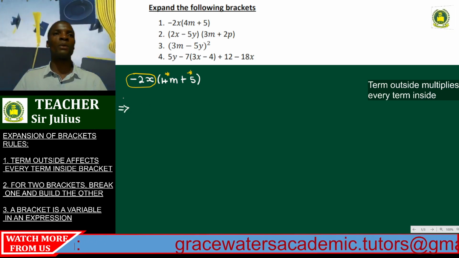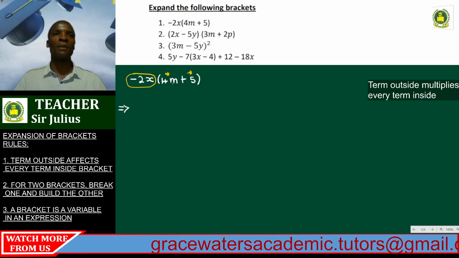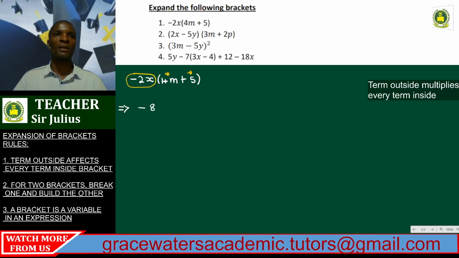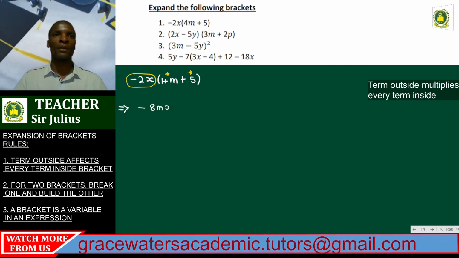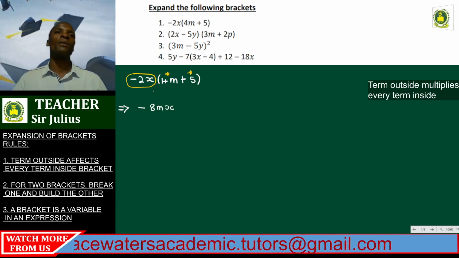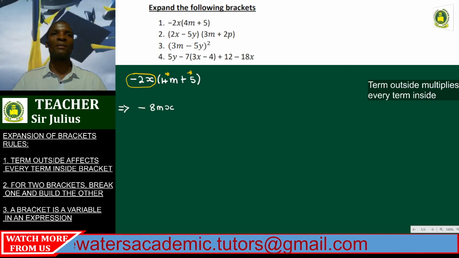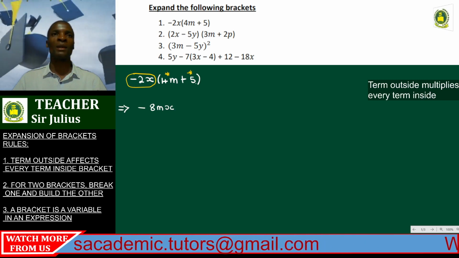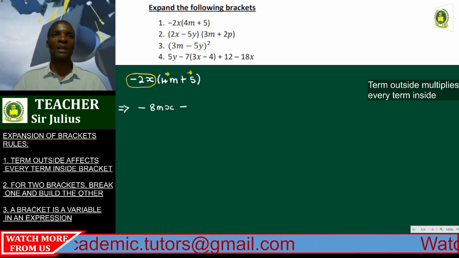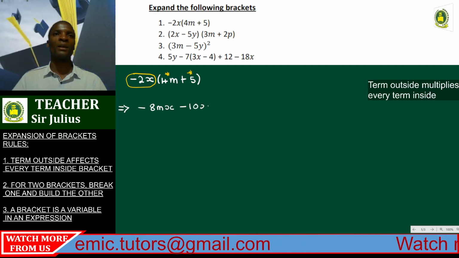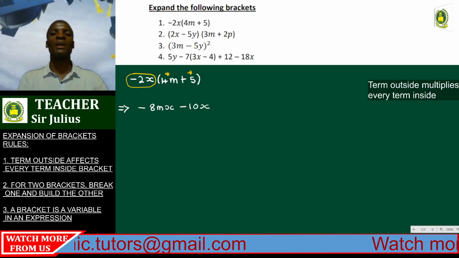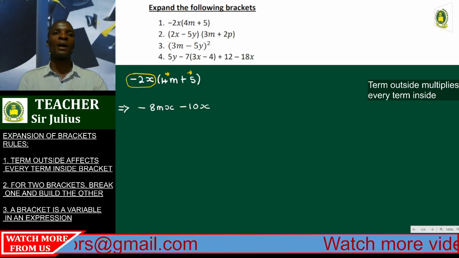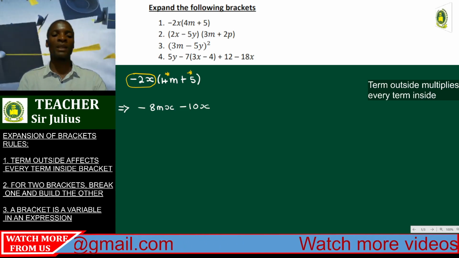So the first thing is when we multiply negative 2x by 4m, we get a negative 8mx. Okay, then we do it again to make sure that every term inside is multiplied by negative 2x. So that means we are left with negative 2x multiplying positive 5. The answer is going to be a negative 10x. So that's how we simplify a question like this, and this is how we apply the first law, which says the term outside affects every term inside the bracket.